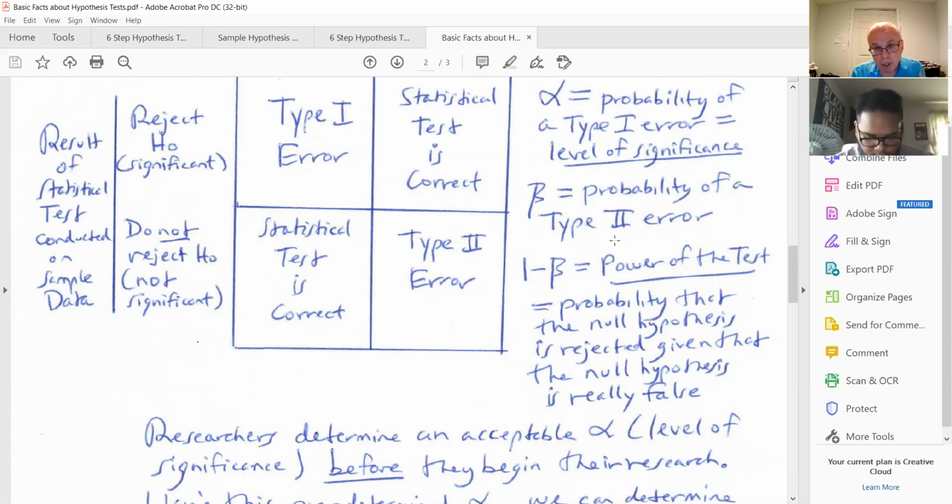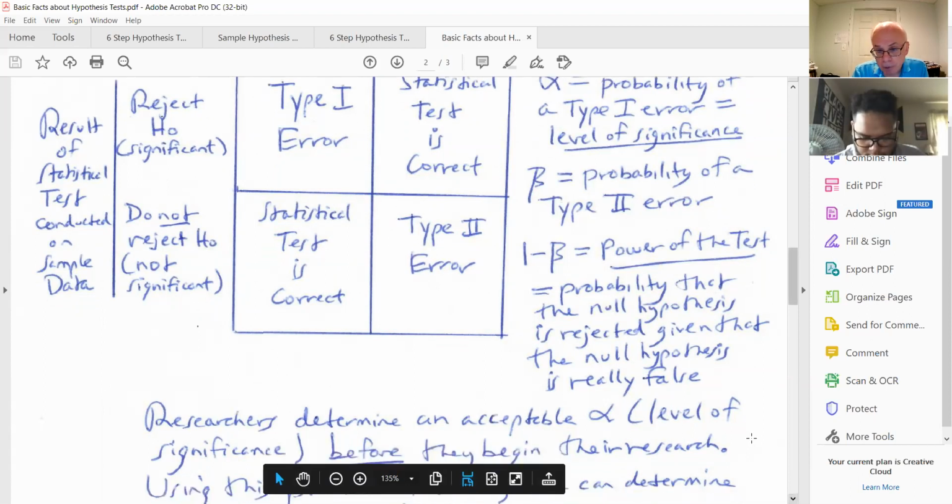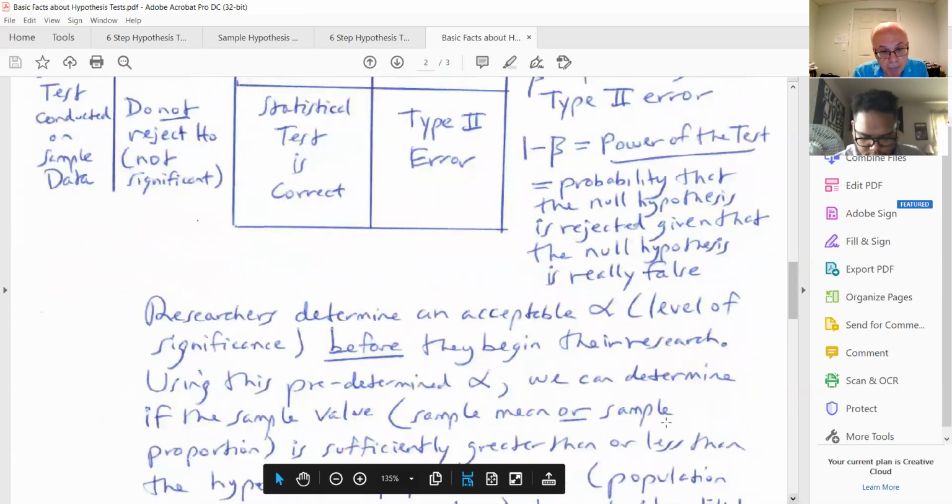It's a little bit sophisticated to actually go in and calculate beta and calculate 1 minus beta. But if I do give you beta, then the power of the test is just 1 minus beta. All right, just know that. And that obviously could be a multiple choice type question I could ask. And again, it's right on this page right here. Make sure you know that.